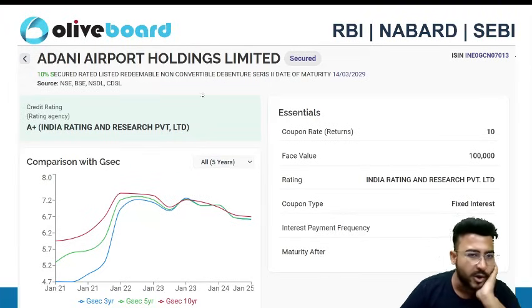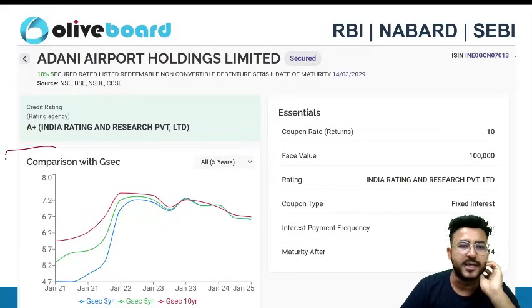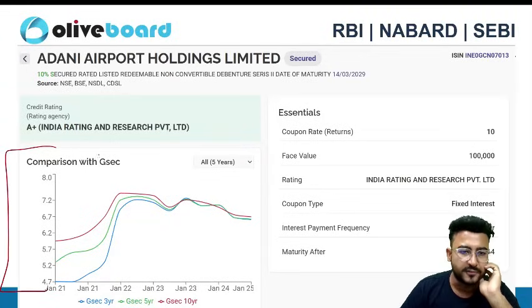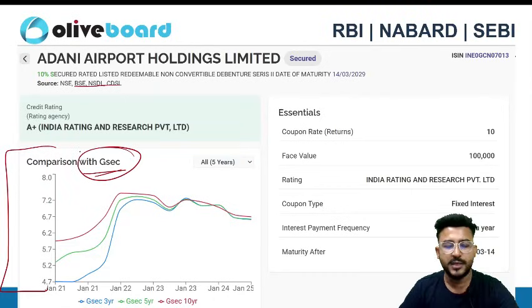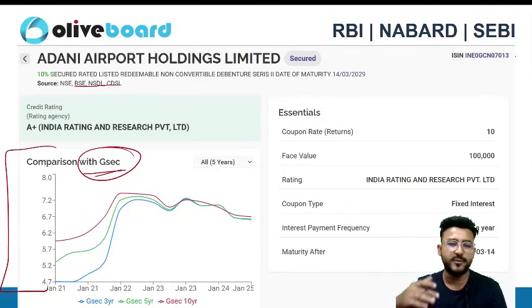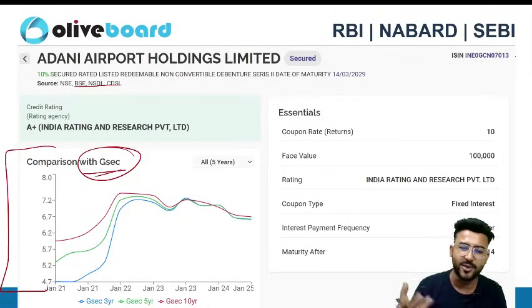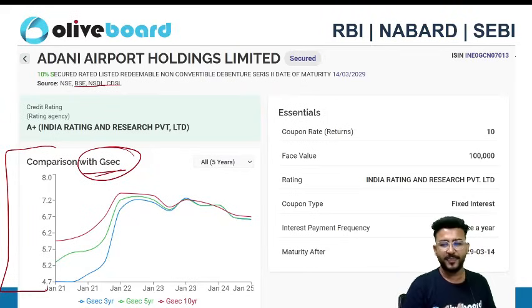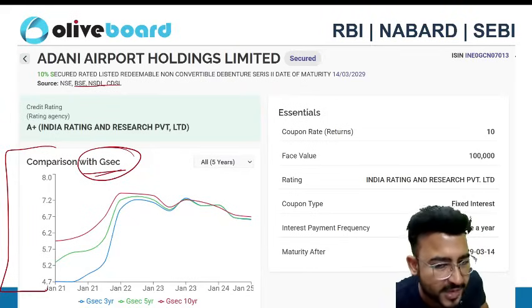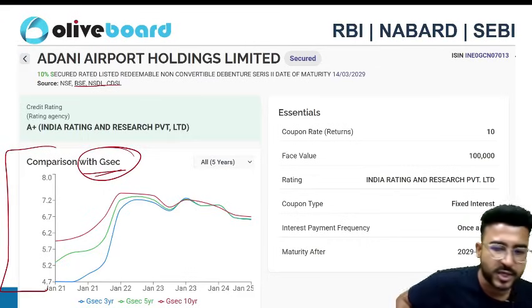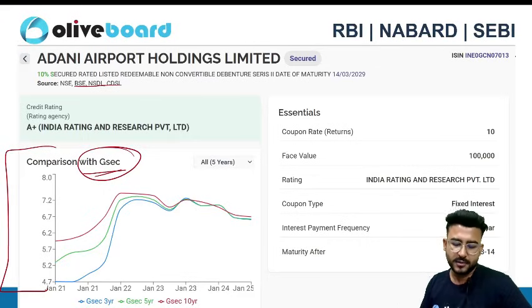Now, if I click on view details, I can again see a comparison chart of the Adani bond with that of government securities. Why? Because this is a bond, which is a fixed income security, right? Now I can compare it with FDs, I can compare it with government securities, but I won't be comparing it with shares of Reliance Industries, right? Because this is a bond. I cannot compare the return of a bond with that of a share. They carry different risk, so obviously the return expectation is also different.